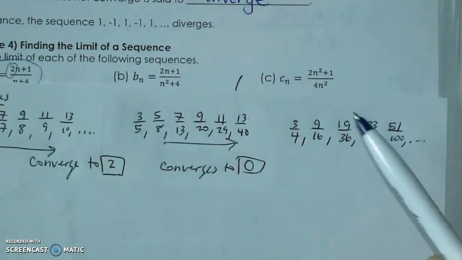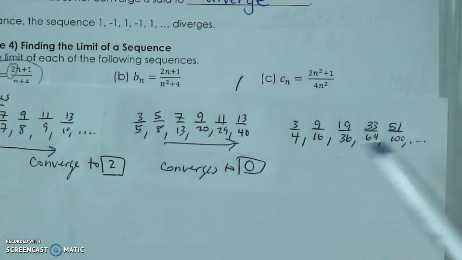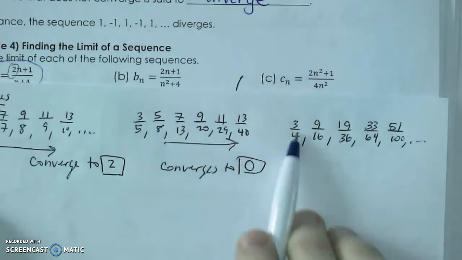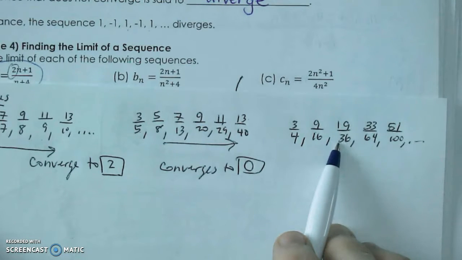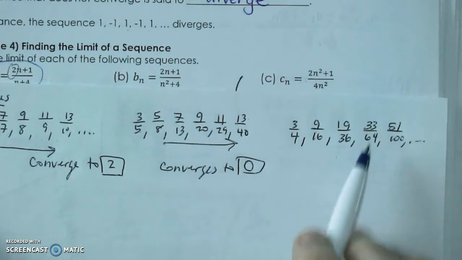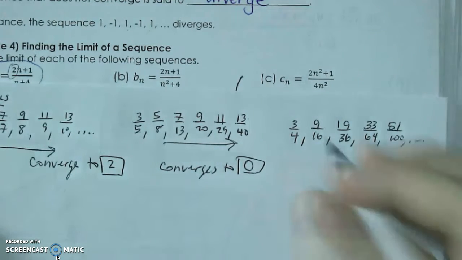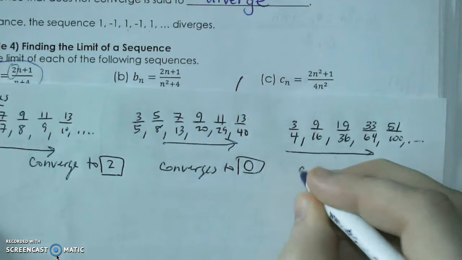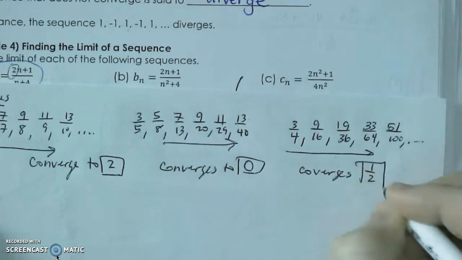And so what we see here is the top is increasing, and so is the bottom. And the further we go, we can kind of start seeing it here. We've got almost 20 over 40, and then here 30 over 60, and then 50 over 100. And so we can see that the further we go, the closer we're getting to 1/2. So this converges to 1/2.